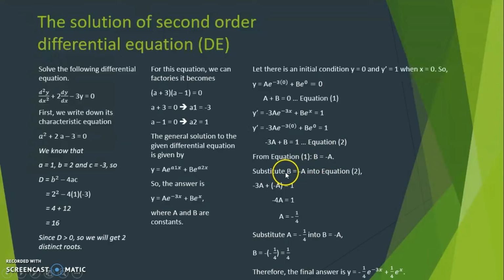From equation 1, we can convert to B = -A. Then we substitute B = -A into equation 2, so that -3A + (-A) = 1. And we get the value of A equal to -1/4. Then we substitute the value of A into B = -A, and we get B equal to 1/4. Therefore, the final answer is y = -1/4 e^(-3x) + 1/4 e^x.